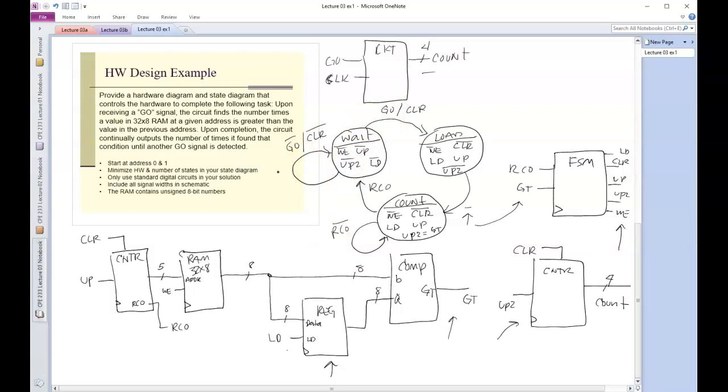So anyway, that's it. I'm going to clean it up a little bit. I'm going to say up equals 1 is increment, up equals 0, hold, and I'm going to say for both counters. Okay, that works. And I'm going to say also clear has precedence over up in both counters.